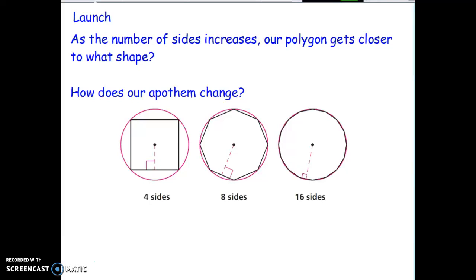All right, in the launch today, we talked about how figures get inscribed into circles. And as the shape increases the number of sides, so this is 4, as our number of sides increases, our figure starts to look closer and closer to a circle, and our apothem gets closer and closer to the radius.